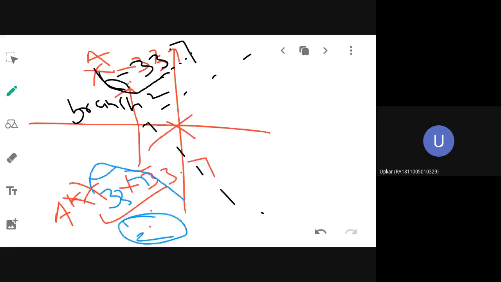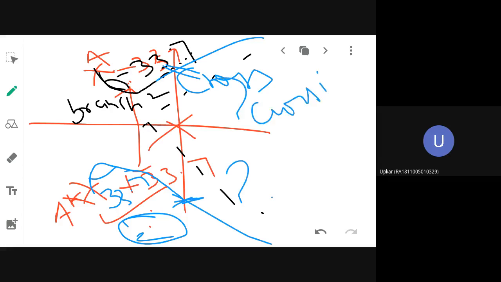But somewhere it will cross this imaginary axis. It is crossing here at this point, and it is also crossing here at this point. So you need to know what that crossing point is.